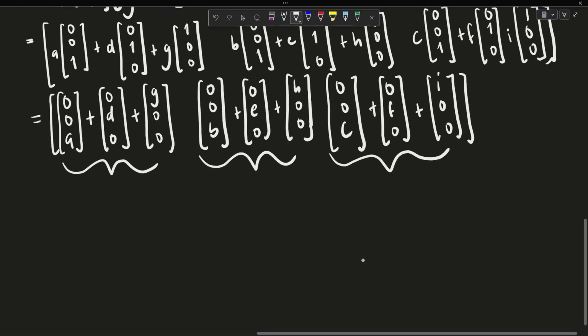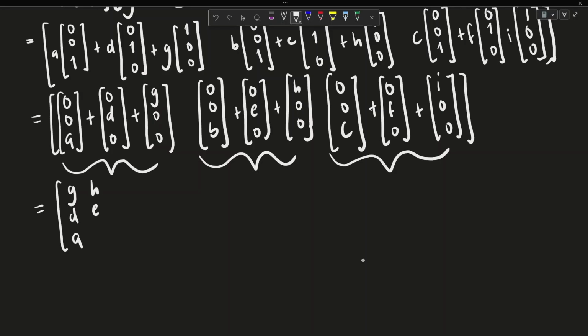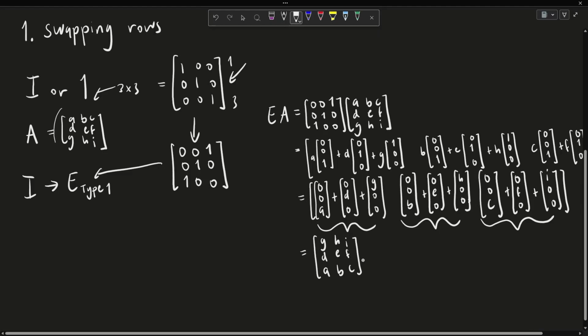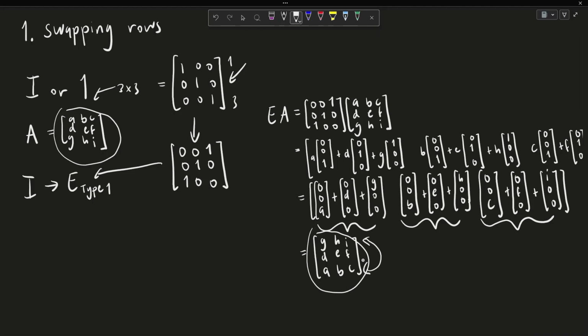And so finally, we have G, D, A, H, E, B, I, F, C. And so if we now compare this to the original matrix A over here, we see that they are the same matrix except that the first and third columns are swapped. So this is a demonstration of the elementary matrix swapping rows.